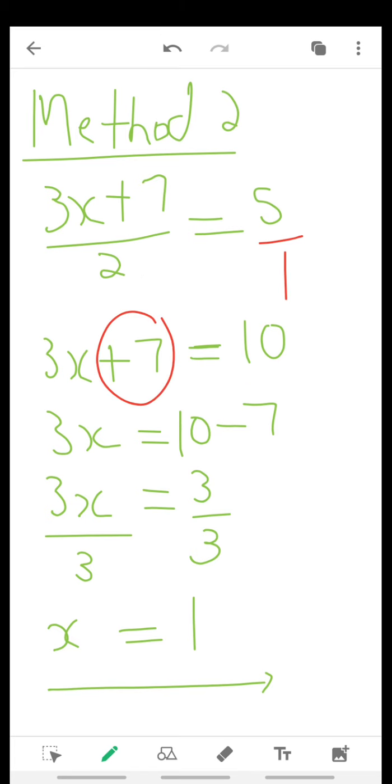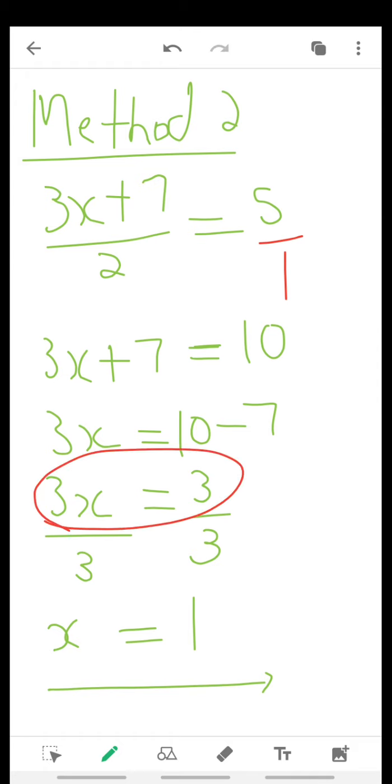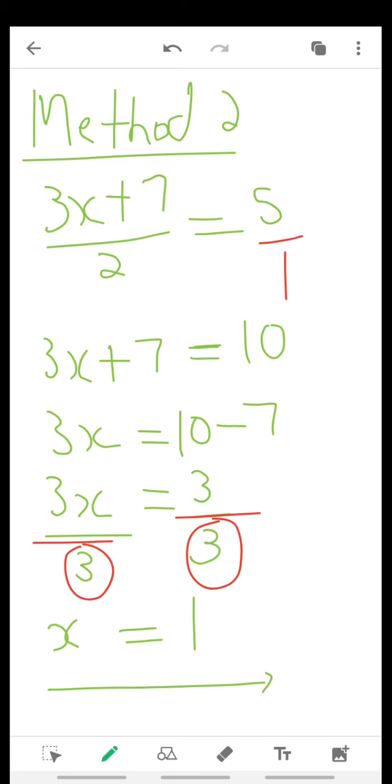Then transpose the plus 7, it will be minus 7. And then 3x will be equal to 10 minus 7, which is 3. We are here now. And then 3x, I want to get rid of the 3. So I will divide both sides by 3, such that I get rid of the 3 with an x. So this and this will cancel, and I'll be left with an x. Therefore, x is equal to 1.